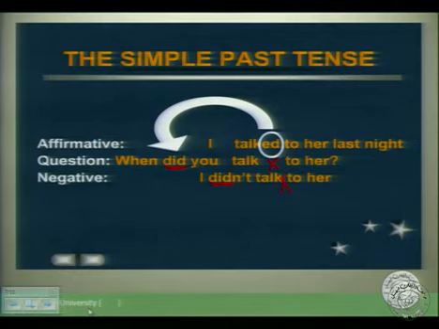Just like the simple present, when we have does, we delete the s. How about when we have had? Had becomes have. So if we, for example, have a sentence like I had dinner with friends, you would say, when did you have dinner with your friends? I did not have dinner with friends.